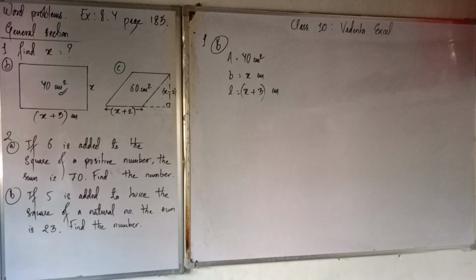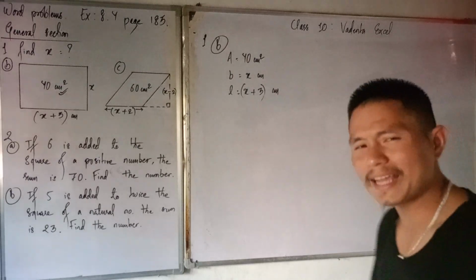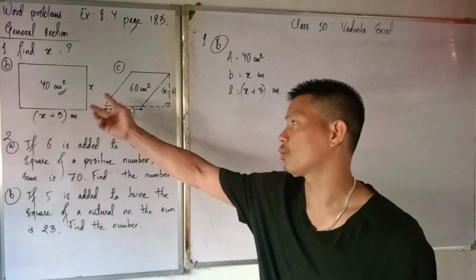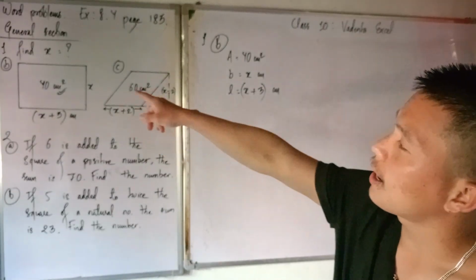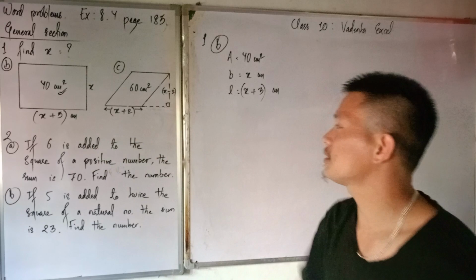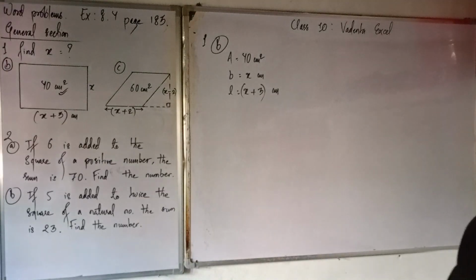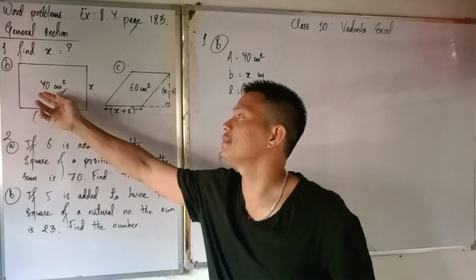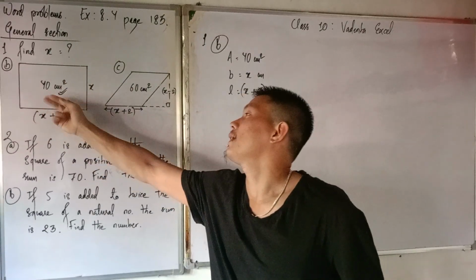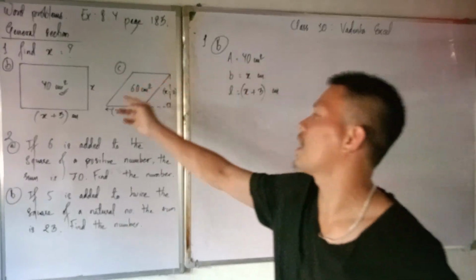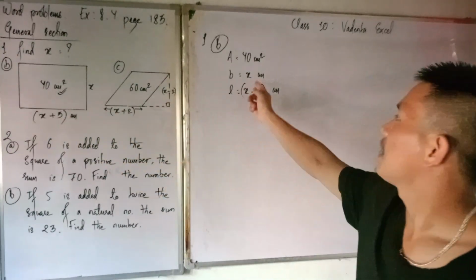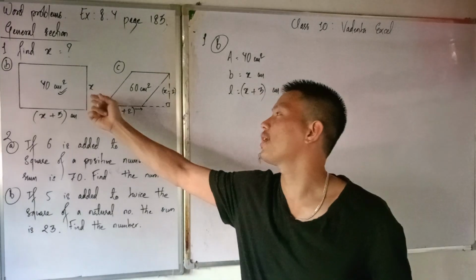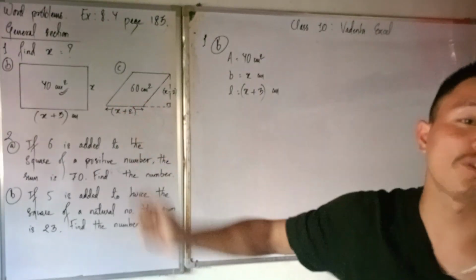First, let's get into this. So in 1b, a and b are both similar. I'm going to do number 1b. You can see here the area is given. The area of this rectangle is given as 40 centimeters squared, the length is x plus 3 centimeters, and the breadth is x. You have to find the value of x.